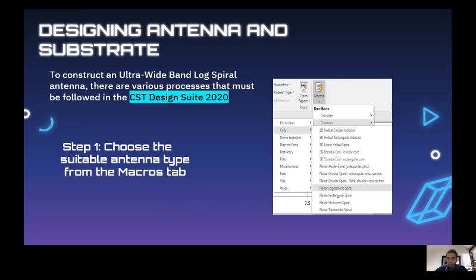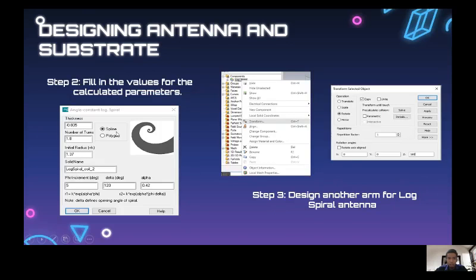In my case, I've chosen the planar log spiral. Step 2. Fill in the values for the calculated parameters. So these are the values that I've filled in on the parameters. And then Step 3. Design another arm for the log spiral antenna.